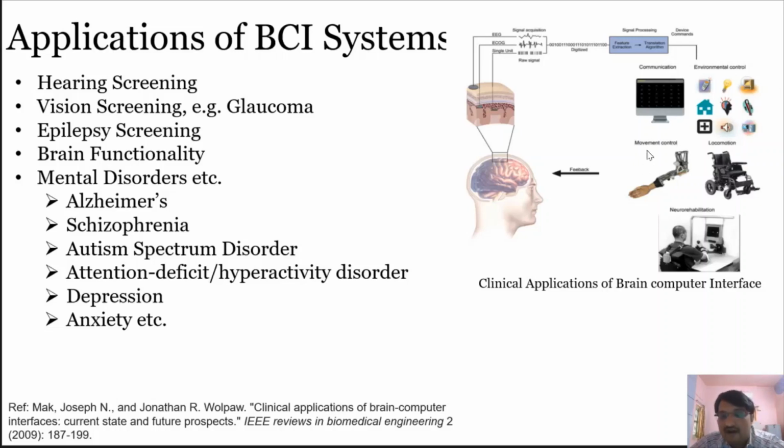You can control movement. If you want to make some kind of robotic arm, you can do that. You can use it for locomotion, as well as for neurorehabilitation. All these applications are possible if you use this BCI interface, brain computer interface.